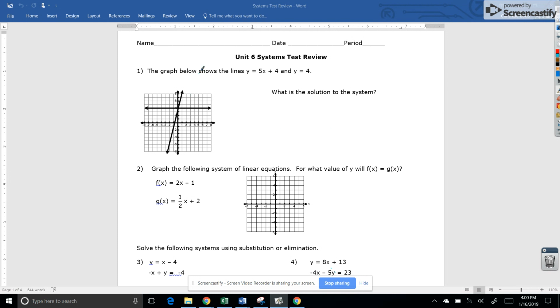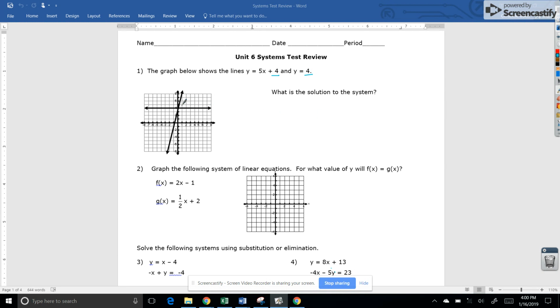So number 1 says that they've graphed the lines y equals 5x plus 4. So I see that right here, a y-intercept of 4, and my slope is 5. So up 5 to the right 1, down 5 to the left 1. And I also have the horizontal line y equals 4, so notice my slope of 0, and it has a y-intercept of 4.